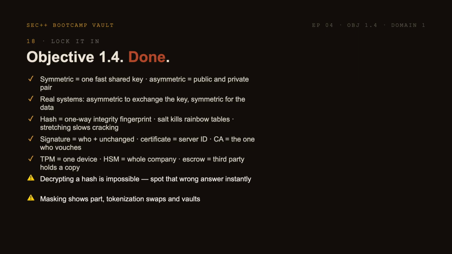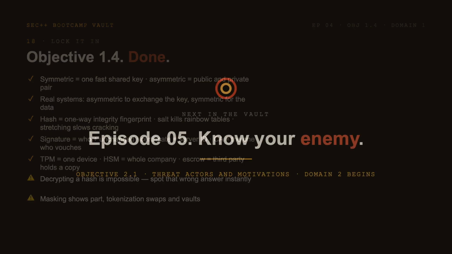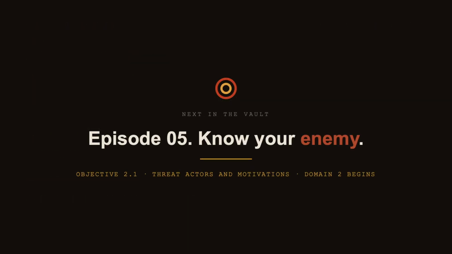TPM guards one device, HSM serves the company, escrow means a third party holds a copy. You cannot decrypt a hash, and masking shows part while tokenization swaps.